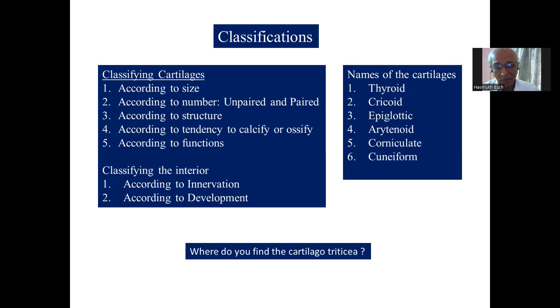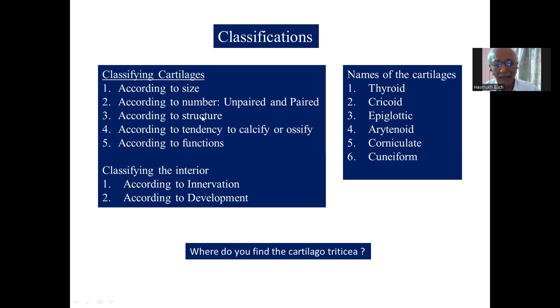In fact, you can correlate this classification. Like for the interior, the part of the interior which develops from the fourth arch is supplied by the superior laryngeal nerve. And part of the interior which develops from the sixth arch is supplied by the recurrent laryngeal nerve. And similarly, in case of the cartilages, you can correlate.